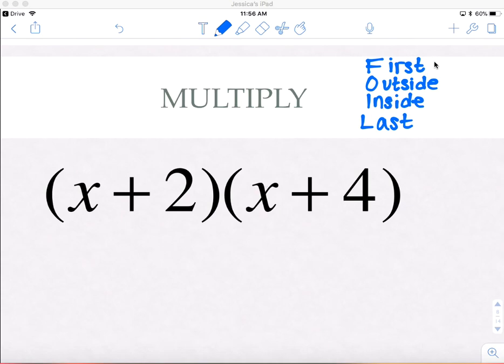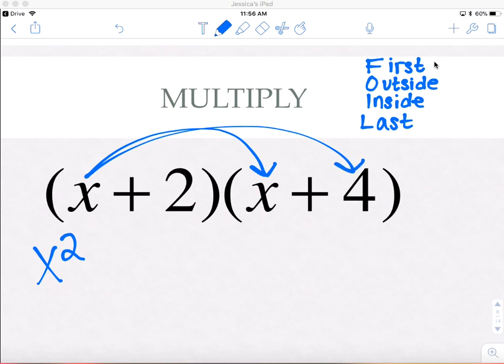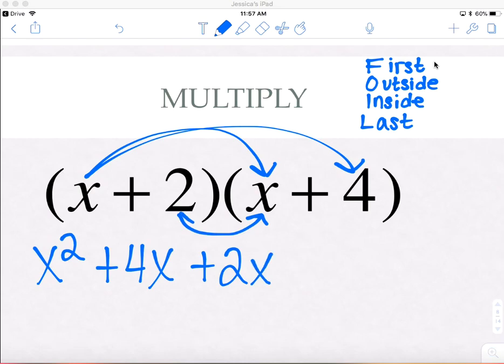So the first part of FOIL, the word first, means you're going to multiply the first terms together, x times x. And x times x gives us x squared. Then you're going to multiply the outside terms together. x times 4 is 4x. So basically what I've done there is I've distributed this first x to both terms in the other set of parentheses. Now I'm going to do the same thing with the 2. My inside terms, 2 times x, is 2x. And my last terms, 2 times 4, is 8.